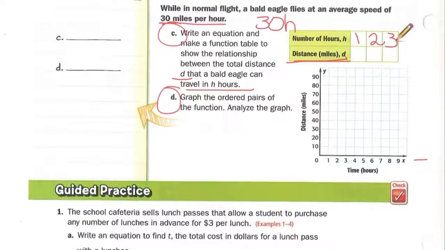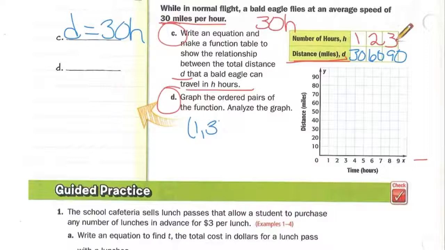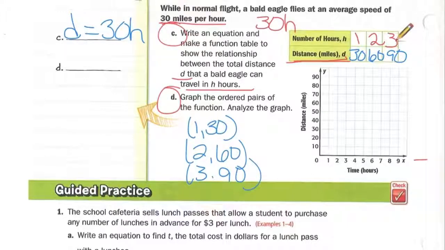Okay, your answer should have been, in this case, 30, 60, and 90. Our equation would have been D, which is our output, equals 30 times our input, which is H. To graph them, your ordered pairs would have been 1, 30, 2, 60, and 3, 90. So we would have graphed it like this: 1, 30, 2, 60, and 3, 90. It's a linear graph, it's a line, and that's all there is to it.